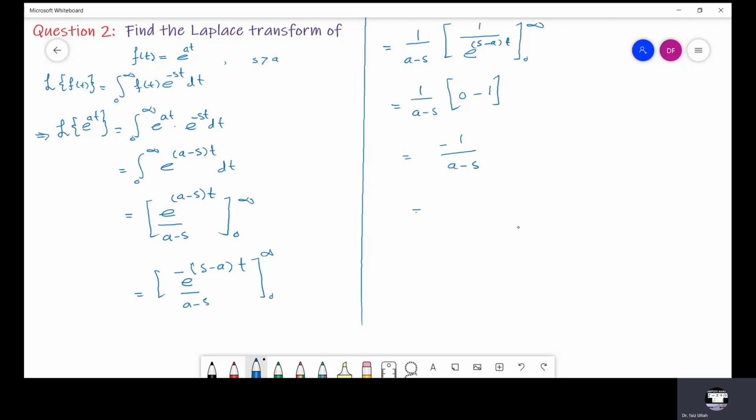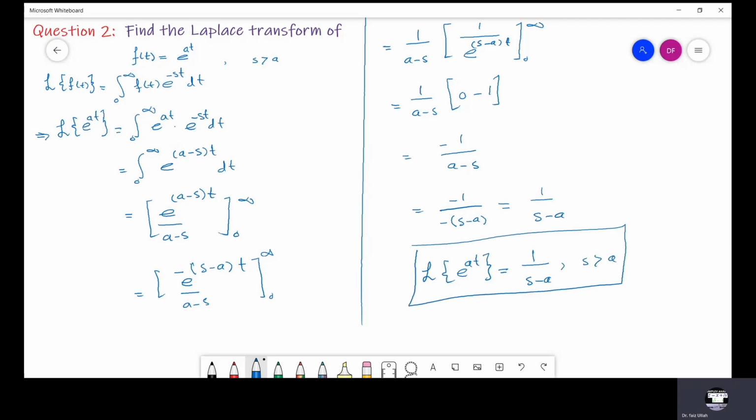But we know that s is greater than a. So let us write this as s minus a. So from this we have 1 over s minus a. So the Laplace transform of e power a t is equal to 1 over s minus a when s is greater than a. And this is the fundamental rule for the Laplace transform of e power a t.